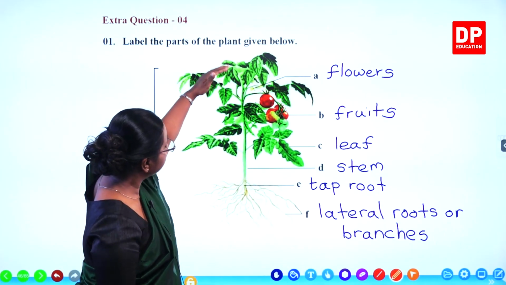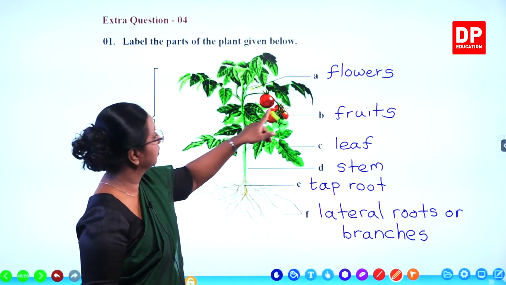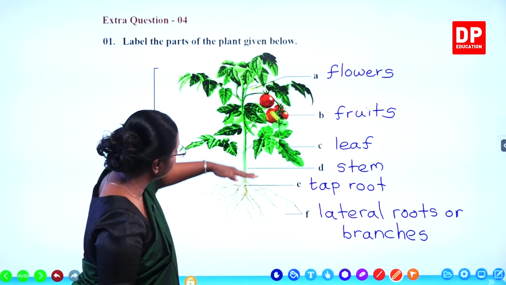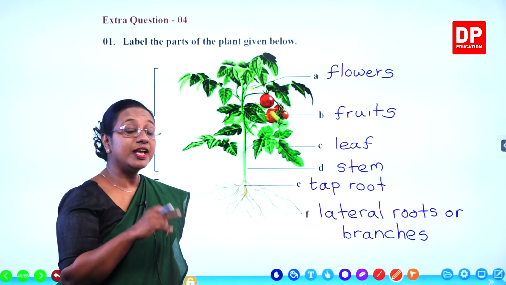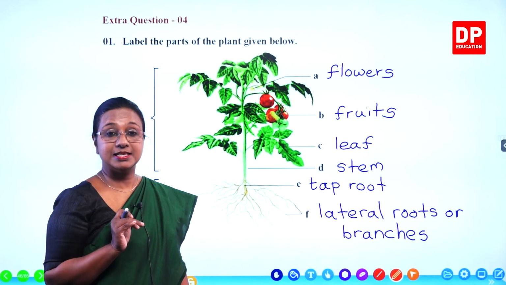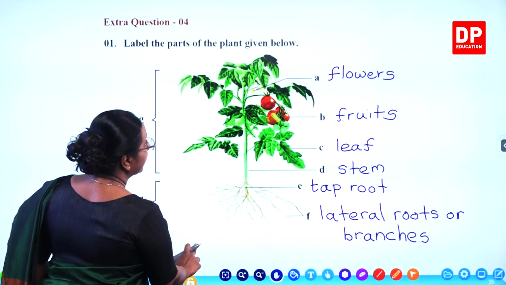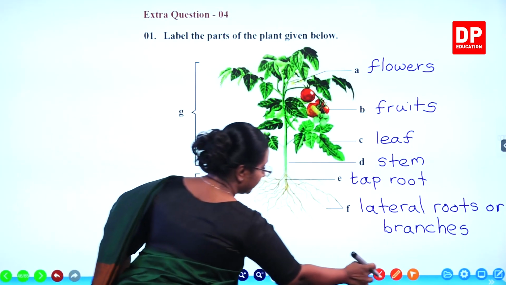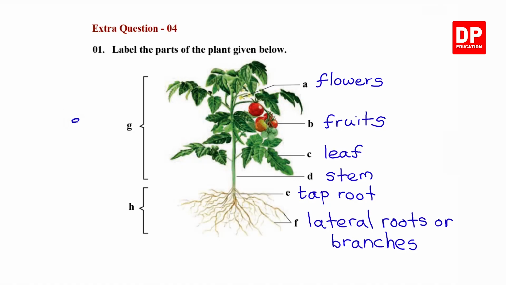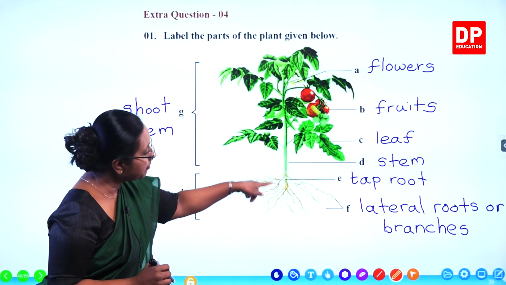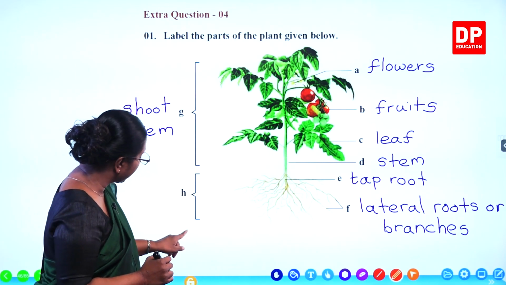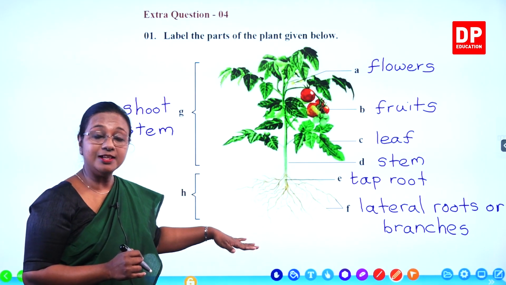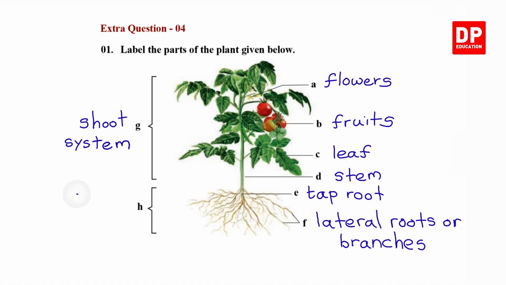So then, all these parts which are above the ground, flowers, fruits, leaf, stem, everything is above the ground. Altogether, what do we call that part of the plant? It is the shoot system. So that is what we have to write here. So G is the shoot system. Whereas the tap root and the lateral roots, that is marked as H, that is below the soil, that is the root system. So H is the root system.